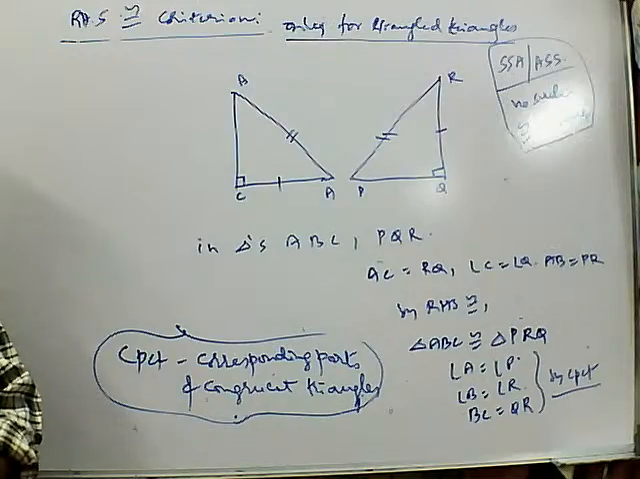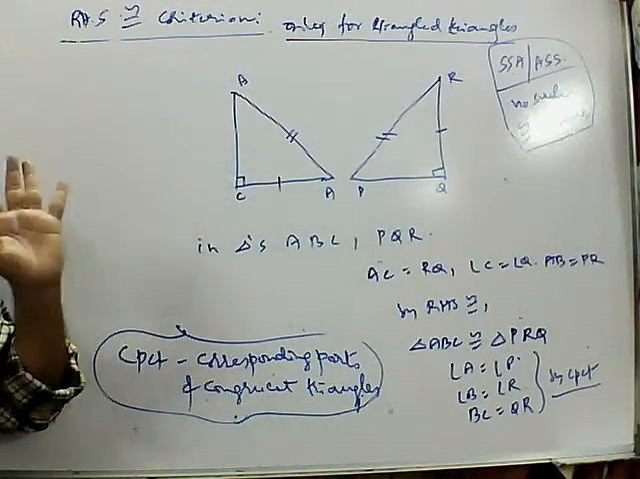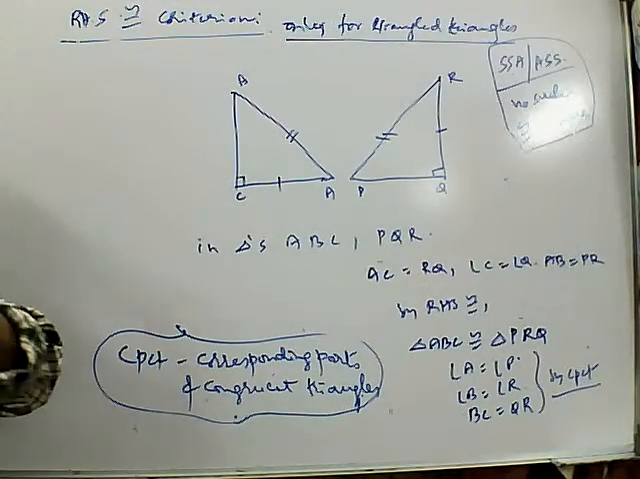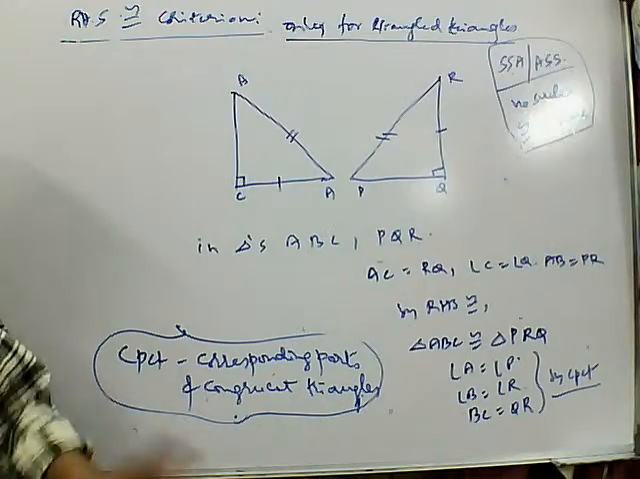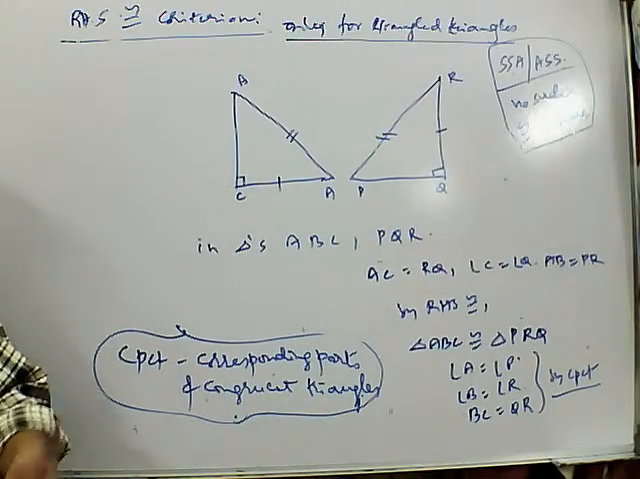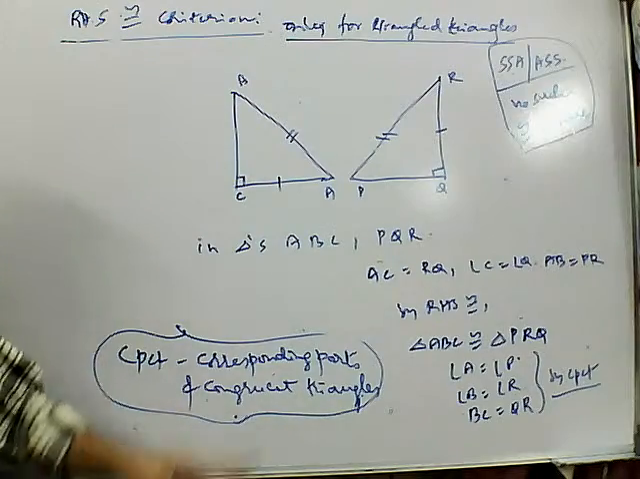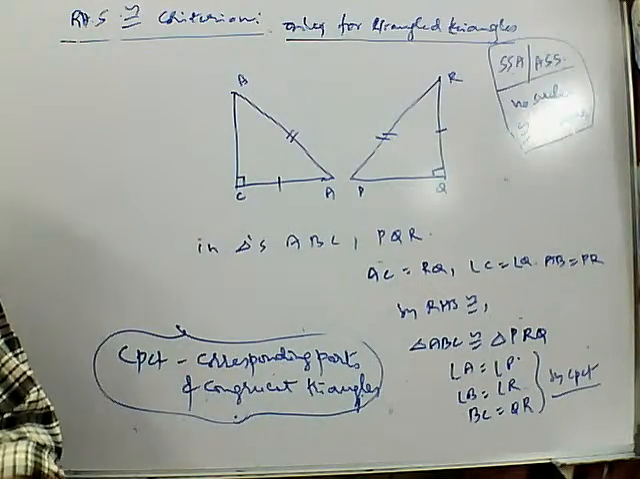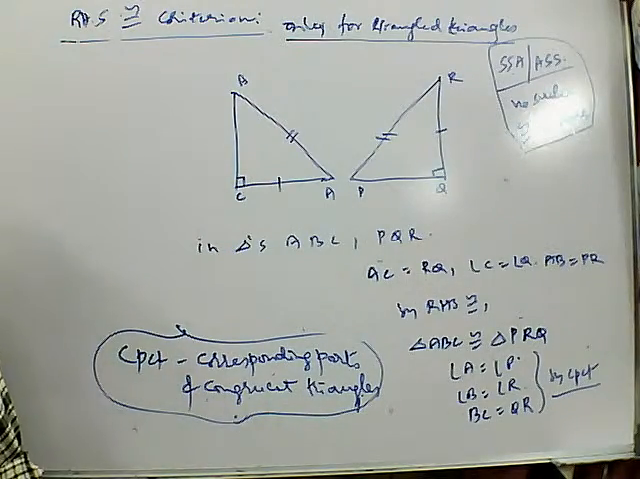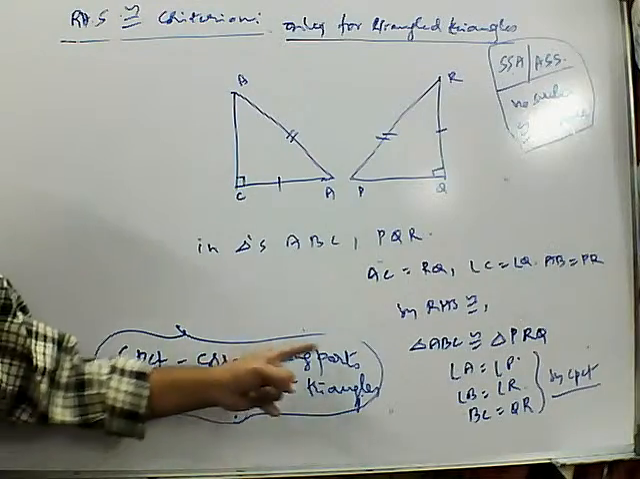So we have discussed five types of congruency. There is no SSA or ASS congruency, remember it. Two sides followed by an angle is not there. Two angles followed by a side is there. ASA is there, SAS is there, RHS is there, SSS is there. Only five types of congruencies. RHS is exclusively for right angle triangles. Okay? Clear? Now types of congruencies and how to establish the order.